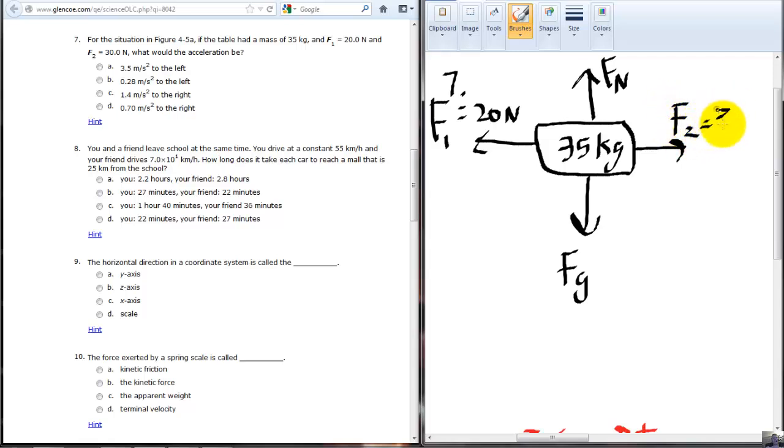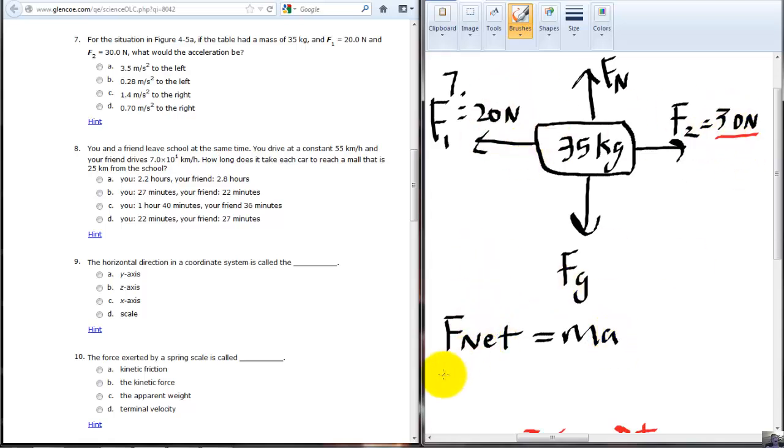F2 is 30 newtons. So which way is the box going to go, or the table? The upward force and the downward force are going to balance out, because the table is not rising or sinking into the ground. That's an assumption that we're making. So if you have someone pushing left and someone pushing right, the person over here is pushing harder. So we have here not F net equals 0, but instead F net equals ma, because the table is going to move because the net force is not 0.